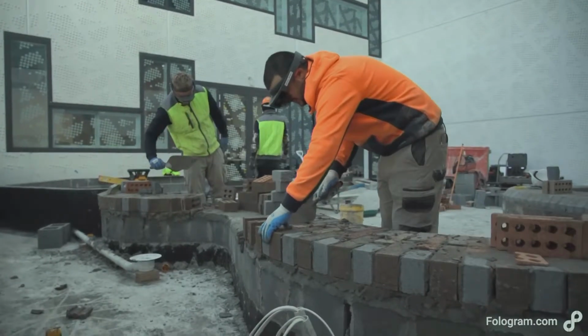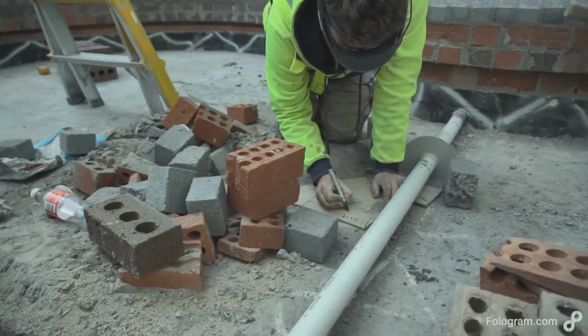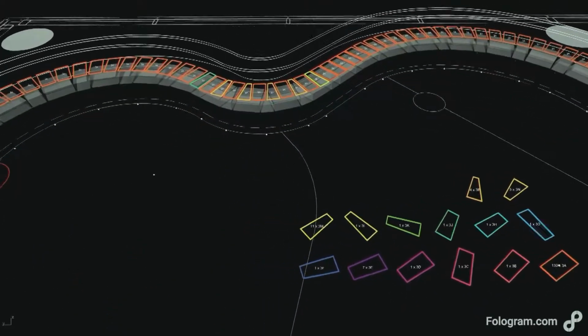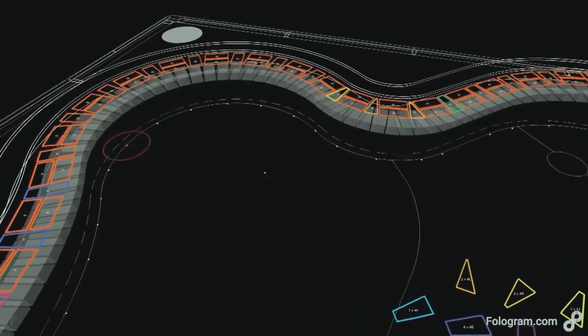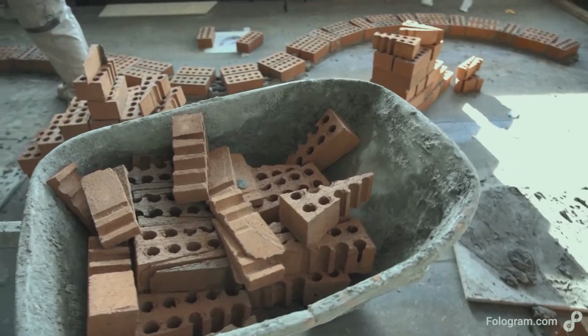What we found is that these guys pick up the technology and embrace it in exactly the same way that they might with a string bob and a plumb line, because it doesn't really interfere with their normal way of working, and instead just, again, allows them to go a little bit further in terms of what they're capable of constructing.